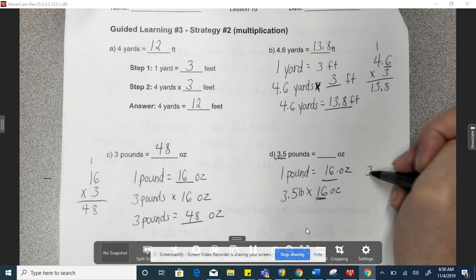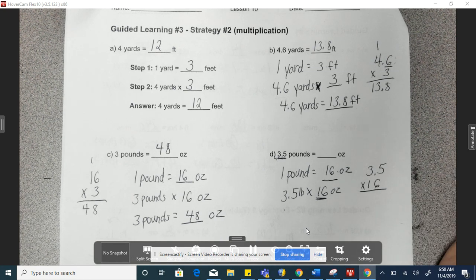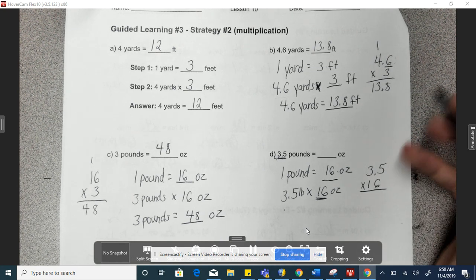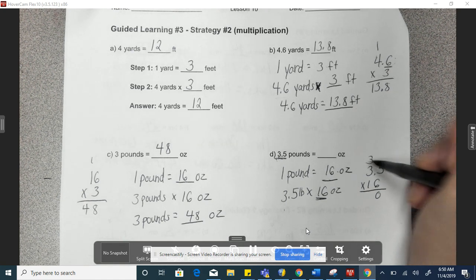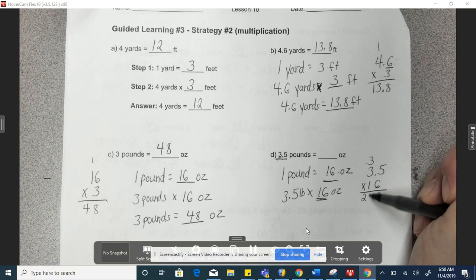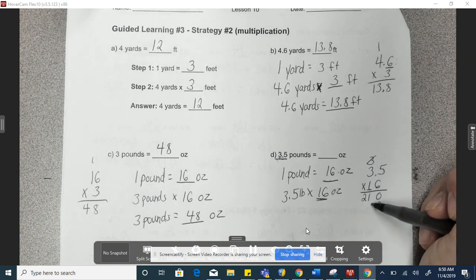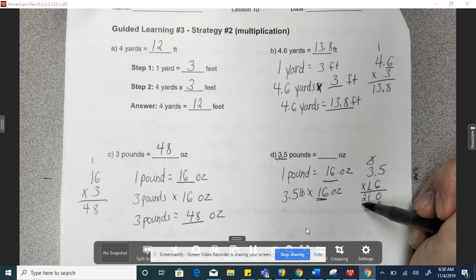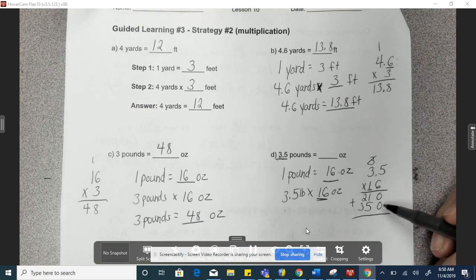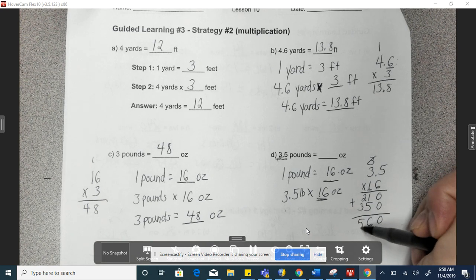I'm going to do my work over here to figure out what 3 5/10 times 16 is. 6 times 5 is 30. 0, carry the 3. 6 times 3 is 18. Plus 3 is 21. I'm going to cross out the 3 because I've used it now. I'm going to multiply everything by the 1 in the tens place, so I'm going to put a 0 in my ones place. 1 times 5 is 5. 1 times 3 is 3. I'm going to add. 0. 1 plus 5 is 6. 2 plus 3 is 5.